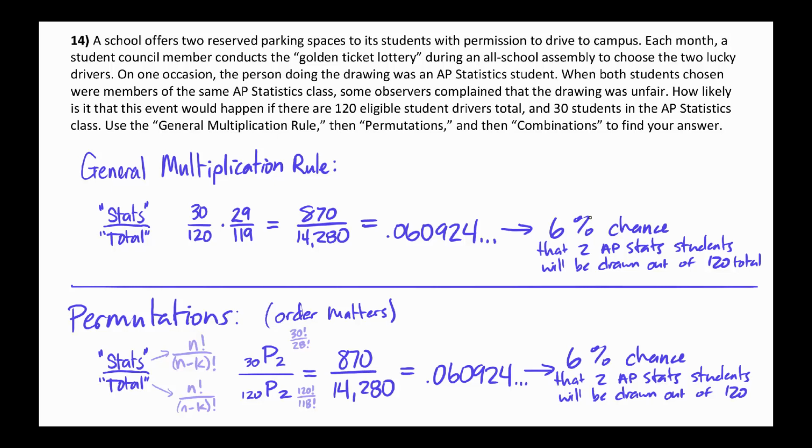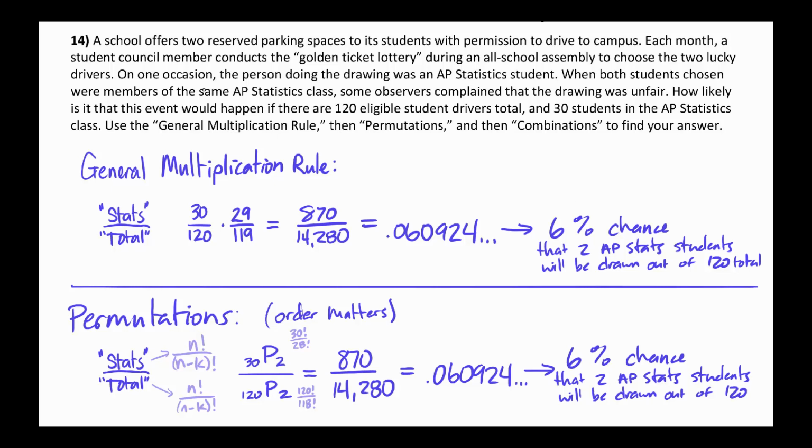With problem number 14, a school offers 2 reserved parking spaces to its students with permission to drive to campus. Each month, a student council member conducts a golden ticket lottery during an all-school assembly to choose the 2 lucky drivers. On one occasion, the person doing the drawing was an AP Stats student. When both students chosen were members of the same AP Stats class, some observers complained that the drawing was unfair. So how likely is it that the event would happen if there were 120 eligible student drivers and there were 30 people in the AP Stats class? We're going to do this using 3 different methods. It's kind of cool that all 3 work in this case.